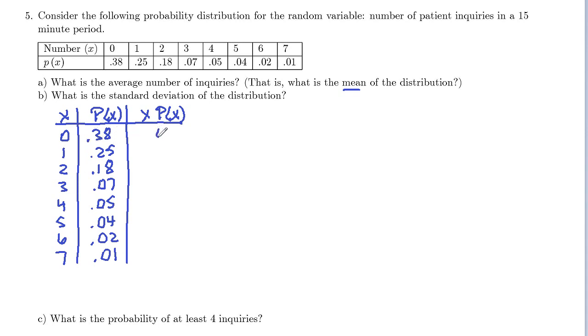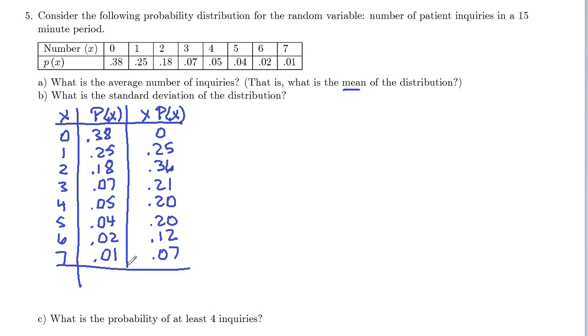0 times anything is 0. 1 times 0.25 is 0.25. 2 times 0.18 is 0.36. 3 times 0.07, 0.21. 4 times 0.05, 0.20. 5 times 0.04, 0.20. 6 times 0.02, 0.12. And 7 times 0.01, 0.07.